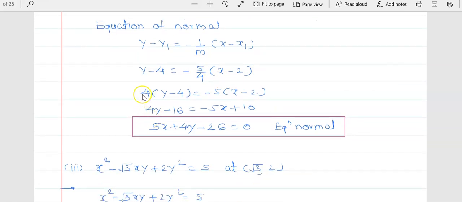After simplification, you are getting 4(y - 2) = -5(x - 2). That is 4y - 16 = -5x + 10. And that's why the equation of the normal is 5x + 4y - 26 = 0. This is the equation of the normal.